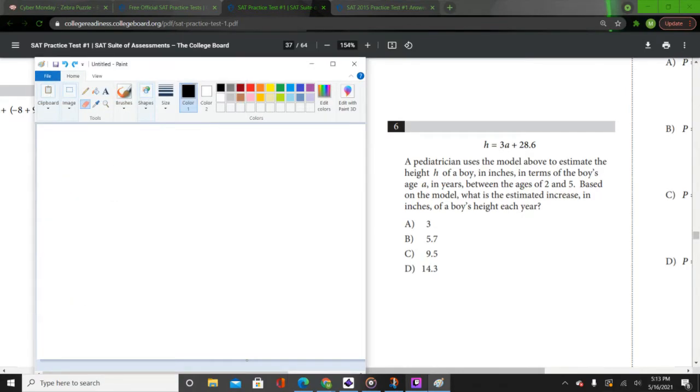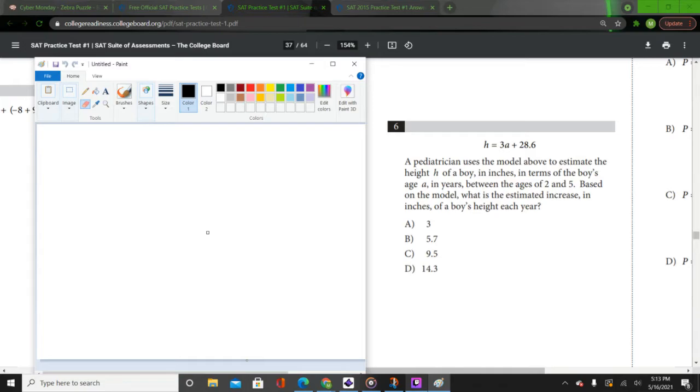Right. We're on question number 6, and we are going really slow. I'm trying my best to explain it, so I do hope it's coming across well explained, but I can't necessarily prove that and whatnot. Right. Question number 6, we have the equation up top. h is equal to 3a plus 28.6.